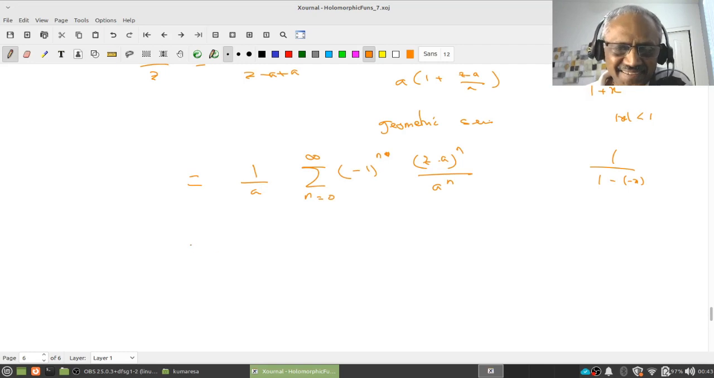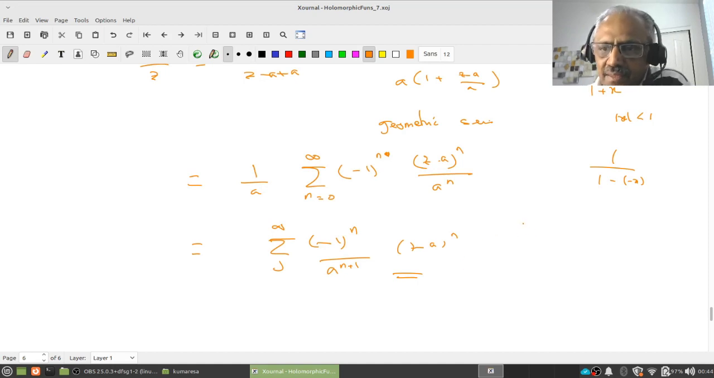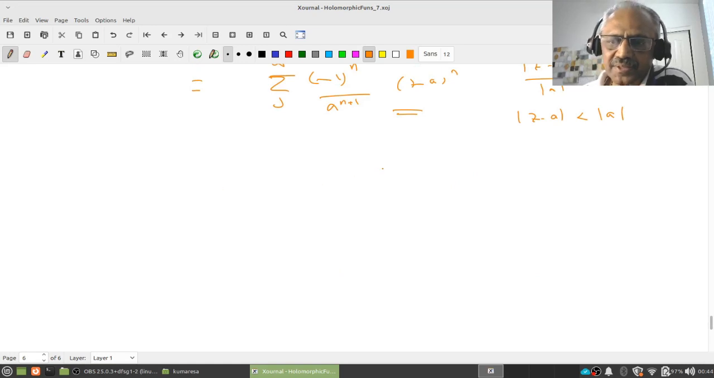I don't remember these things, so every time I just try to work it out. You have confidence that you can do it. That's what I did now. Is it all right? Therefore this is nothing other than the sum from 0 to infinity of (minus 1) to the power n by a to the power n plus 1 into (z minus a) to the power n. This is valid if mod (z minus a) by mod a is less than 1, that is, mod (z minus a) is less than mod a. This power series expansion is valid in B(a, mod a).